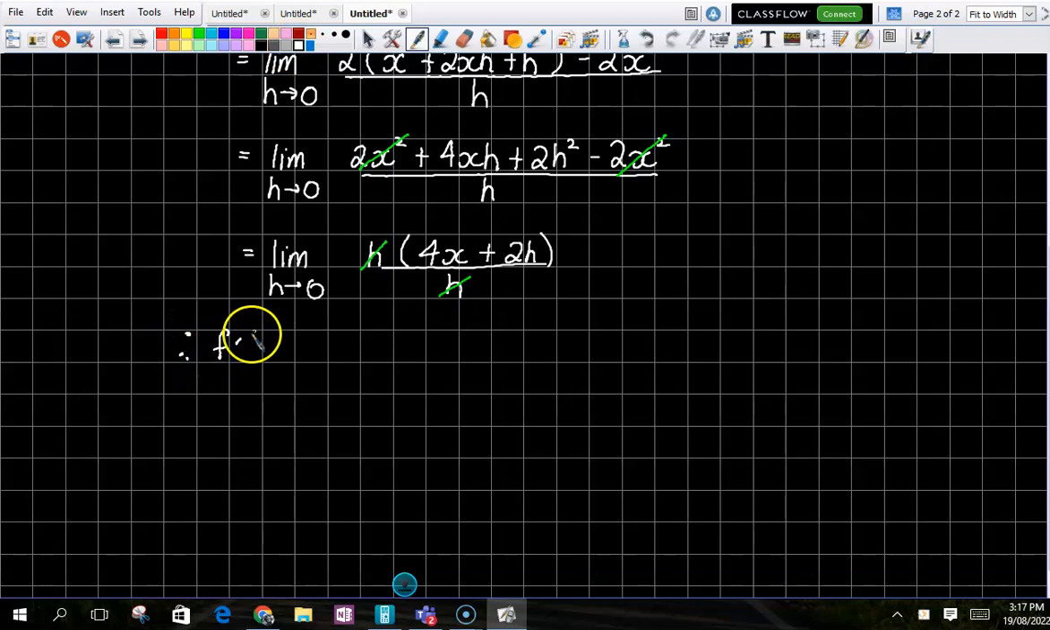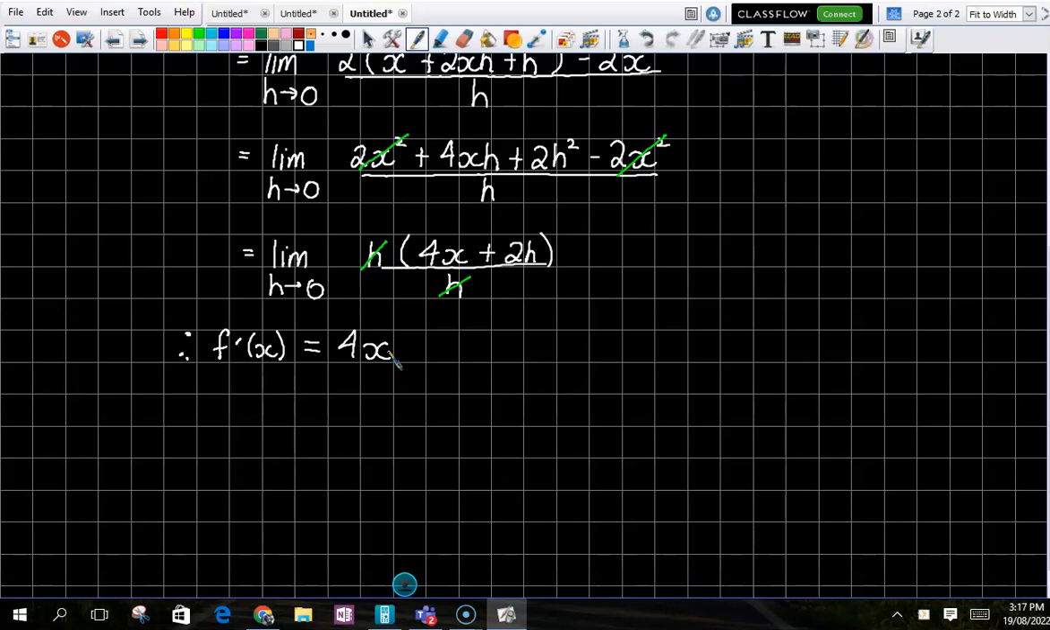So we say, therefore, f dashed of x, aka the derivative, what would it be? No, we're making h 0. We're not making x 0. What is this? h 0, gone. It's 4x. So f dashed of x is 4x.